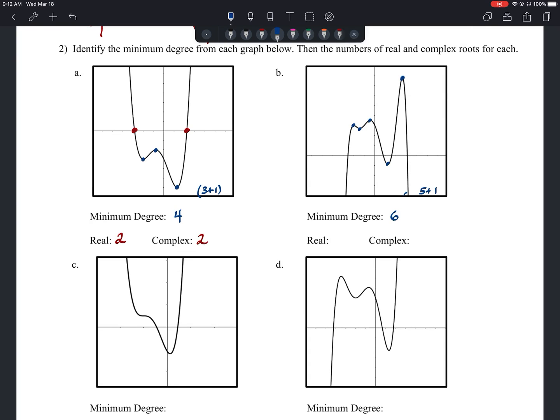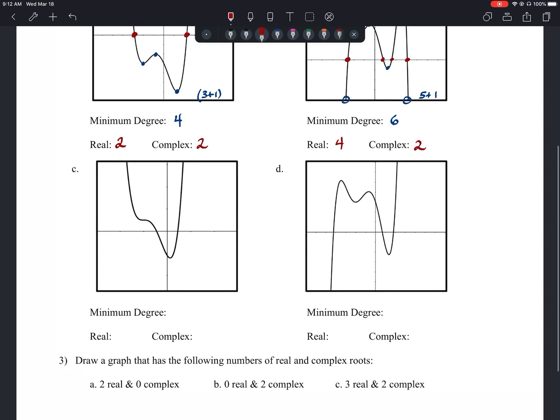And that makes sense, right? Because both of our end behaviors are down. So if we're going to count the number of real roots that we've got, there's 1, there's 2, there's 3, there's 4. So we have 4 real roots. And that means the missing value over here would have to be 2 complex roots.